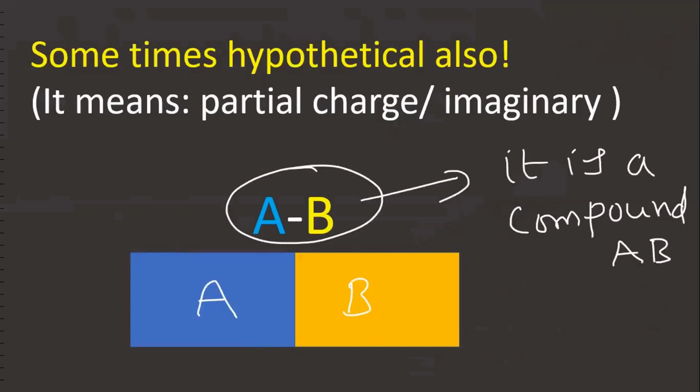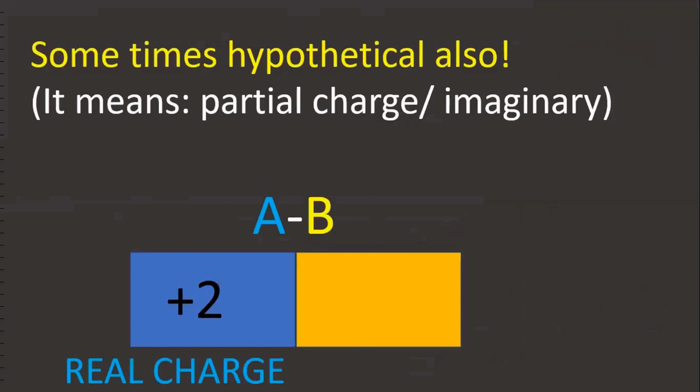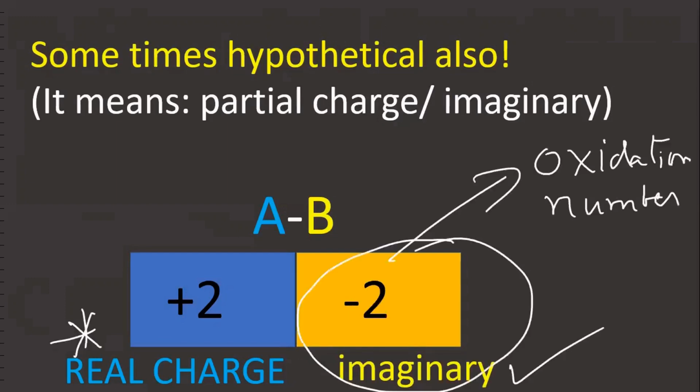Take the compound AB. In the compound, atom A loses 2 electrons. This is real charge. Based on the real charge, we can imagine the opposite charge there. That is imaginary charge. This is also called oxidation number.